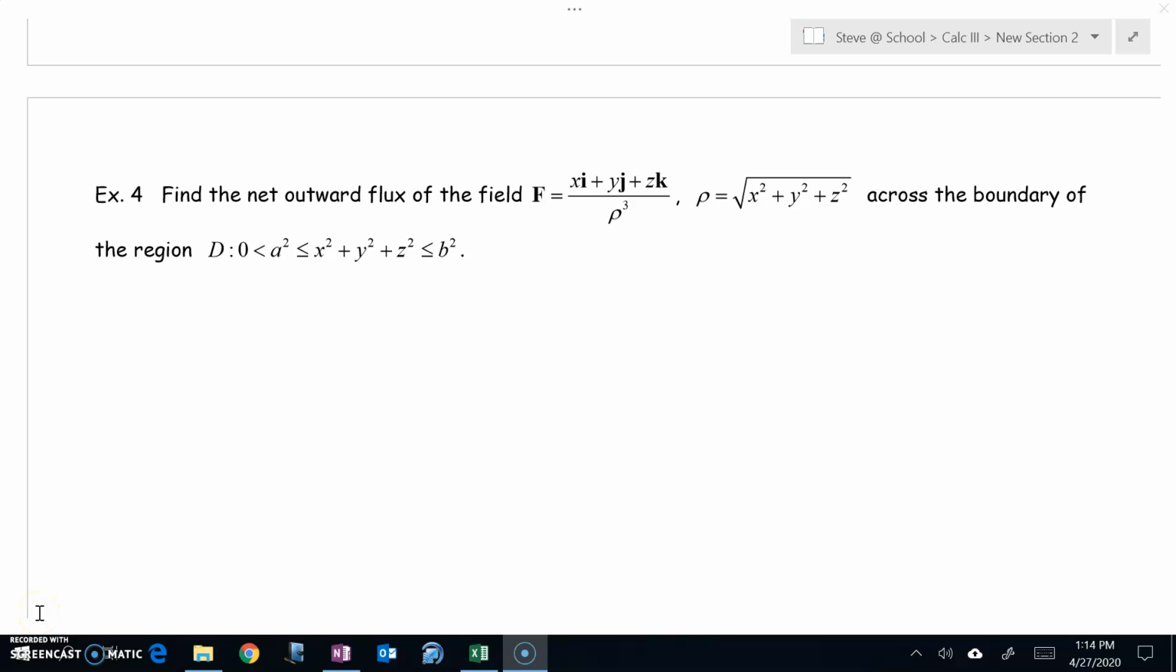Alright class, this is the last video. Divergence theorem part 2. We're going to do example 4 here. Find the net outward flux of this field.